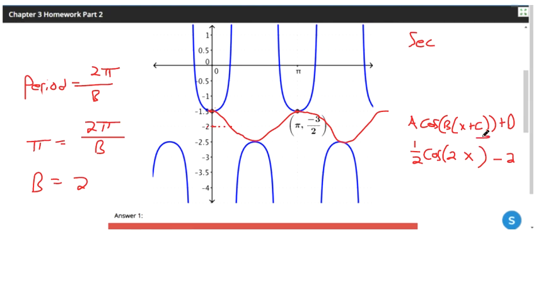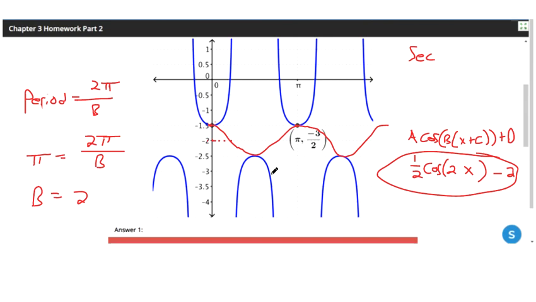Okay, I think we got everything. There's no horizontal shift. We have the vertical shift. We go down 2, because that's the equation of our midline. We got the amplitude, and we found b by using the formula for the period. So this is the graph of red. So our secant graph is 1/2 secant 2x minus 2. Just replace cosine with this reciprocal function.